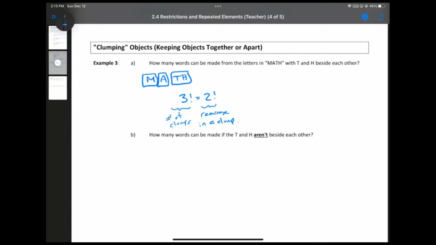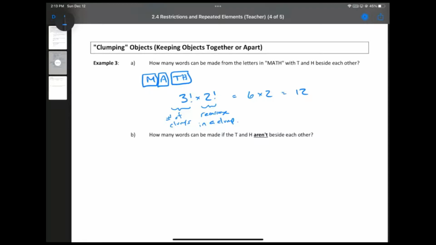So things in clumps can always just be treated like their own little thing. Do the number of ways that you can arrange the clumps, and then do the number of ways that you can rearrange things within clumps. Now in this case, that happens to be 6 times 2, so there'd be 12 possible ways.